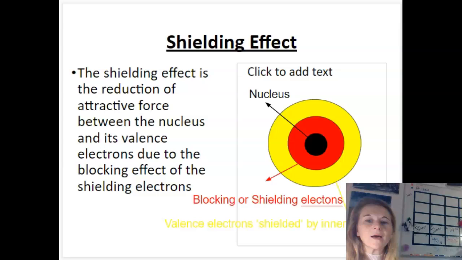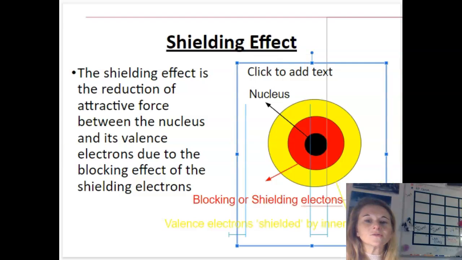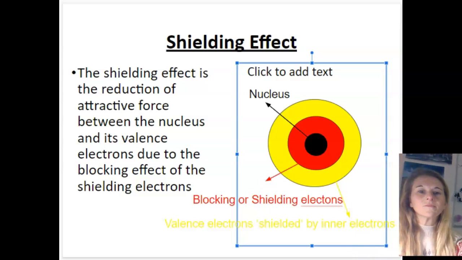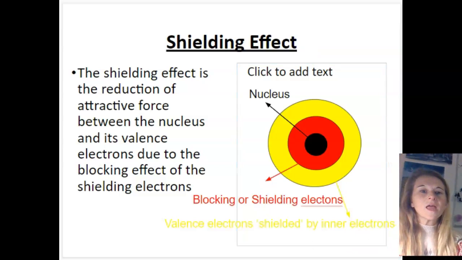The first one we're going to look at is something that we've already been talking about. I'm going to move me out of the corner here so we can totally see all our notes. There we go. And so here we're talking about the shielding effect.